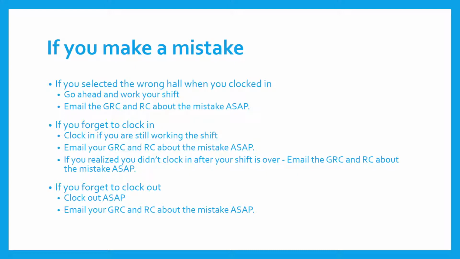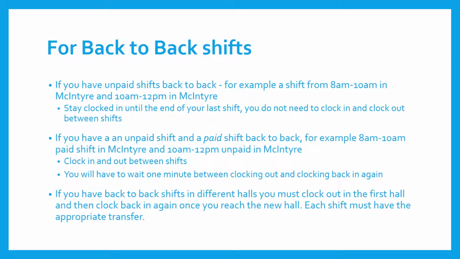If you make a mistake, if you select the wrong hall when you clock in, go ahead and work your shift. Email the GRC and the RC about the mistake ASAP. If you forgot to clock in and you were still working the shift, email your GRC and the RC about the mistake ASAP. If you realize that you didn't clock in after your shift is over, email the GRC and the RC about the mistake ASAP. If you forgot to clock out, email your GRC and the RC about the mistake ASAP.